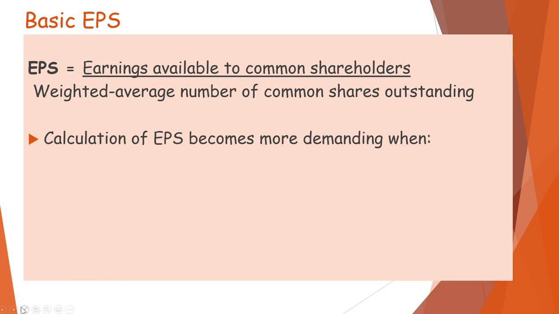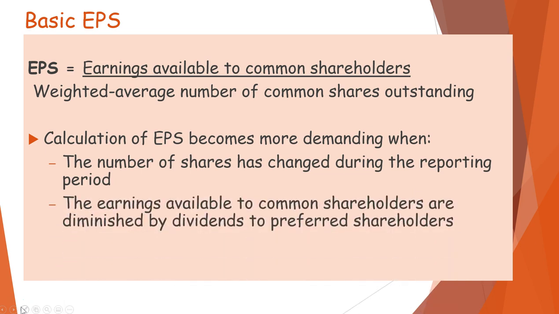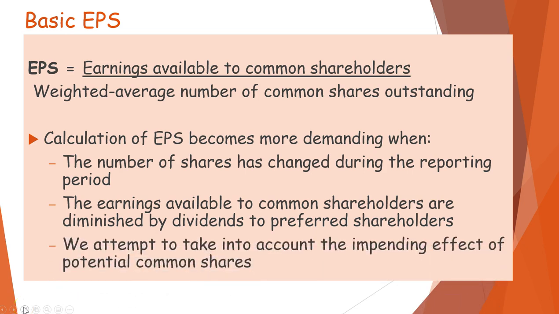Calculation of earnings per share becomes more demanding when the number of shares has changed during the reporting period, the earnings available to common shareholders are diminished by dividends to preferred shareholders, and we attempt to take into account the impending effect of potential common shares, which means if you have stock options or preferred convertible, these all would affect earnings per share.